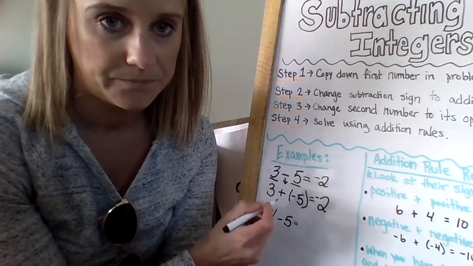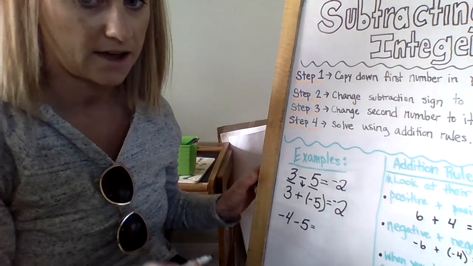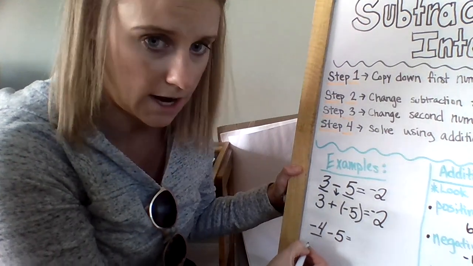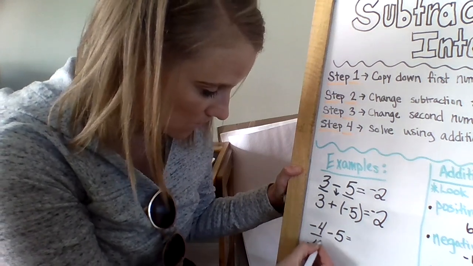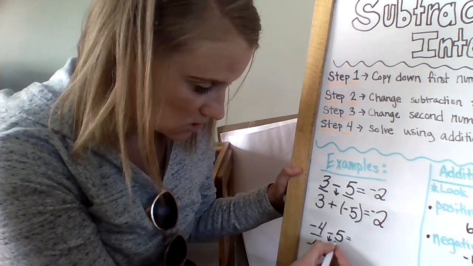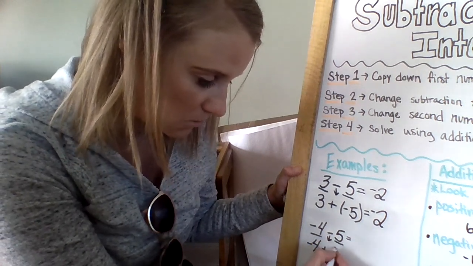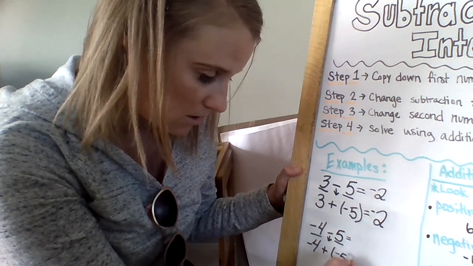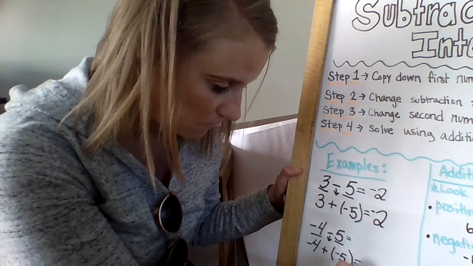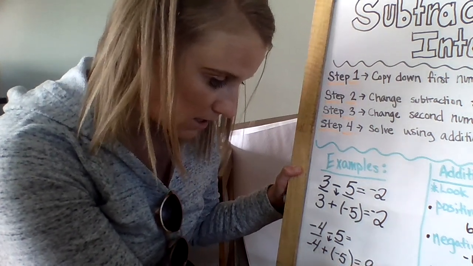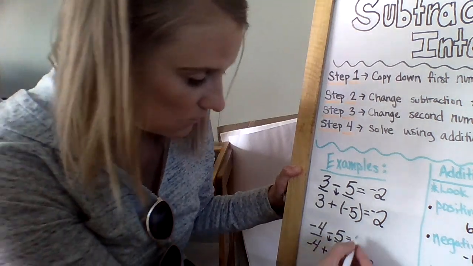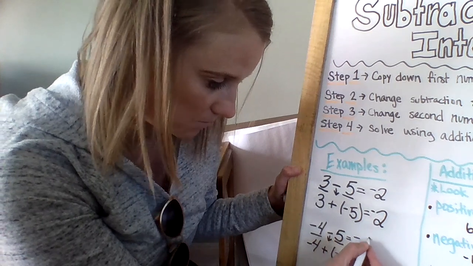Here's another example. Let's practice another one. I have negative 4 minus 5. So here's my negative 4. I'm going to copy it down, negative 4. Change my subtraction sign to an addition sign, and change my 5 here to its opposite, which would become a negative 5. Now I have a negative and a negative, so I simply add them together. 4 plus 5 equals 9, and I keep the sign with them, so it's a negative 9. So my negative 4 minus 5 ends up becoming a negative 9.